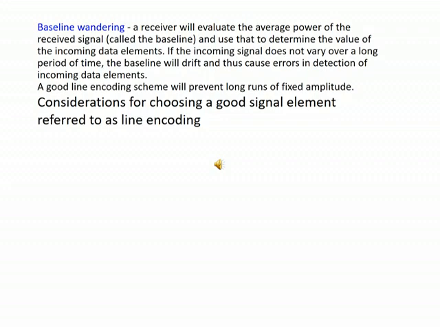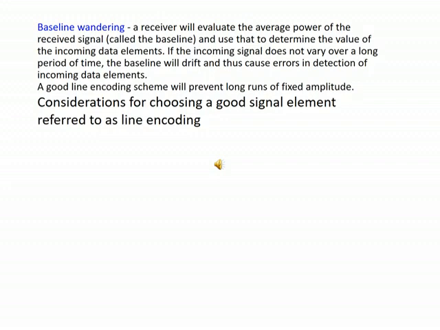So in this case, when we are sending only one constant signal in the baseline, meaning the incoming signal does not vary over a long period of time, one value can change to the other value. The signal will drift, so it can cause an error in the detection of incoming data elements. So in this case, we have to utilize the line encoding scheme.